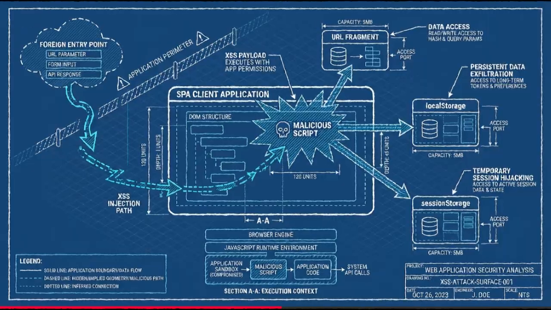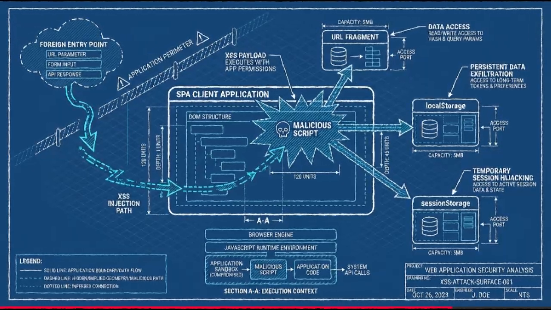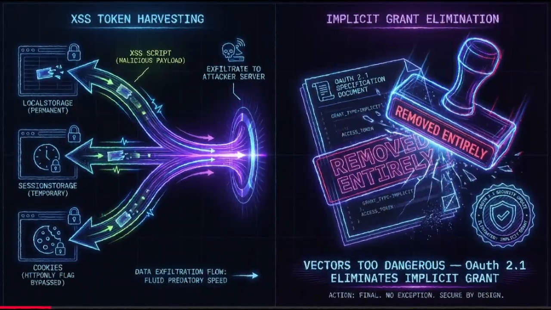If an attacker injects a malicious script into the application, that script executes with the same permissions as the application itself. It can seamlessly scrape the token directly from the URL fragment, from local storage or from session storage, and transmit it to an external server. Due to these heavily exploited vectors, the draft OAuth 2.1 specification removes the implicit grant entirely.